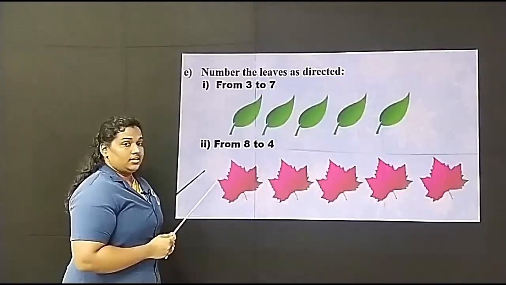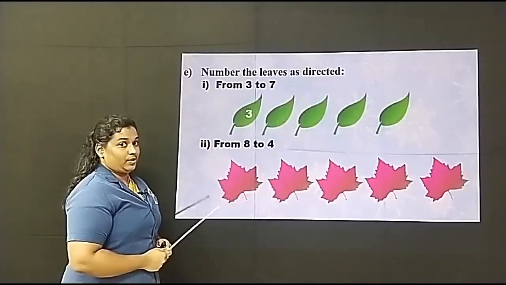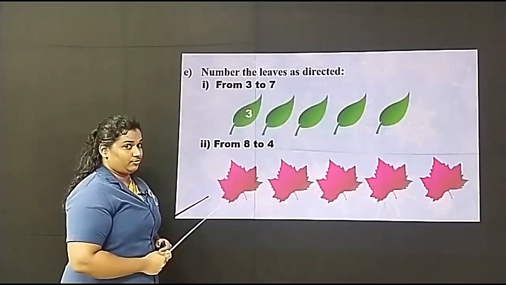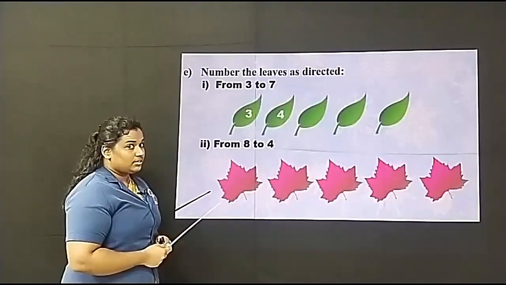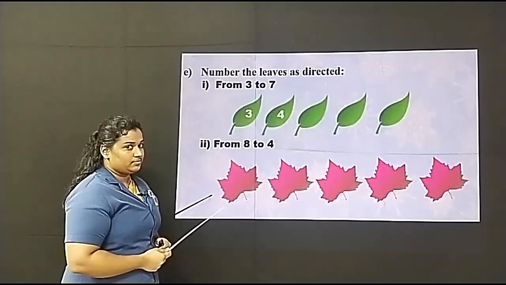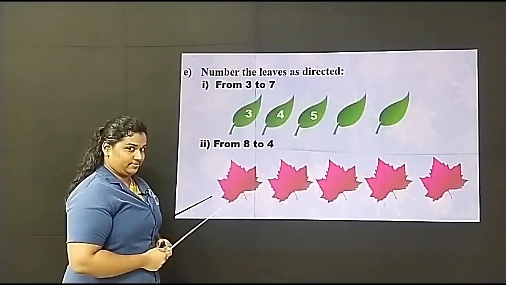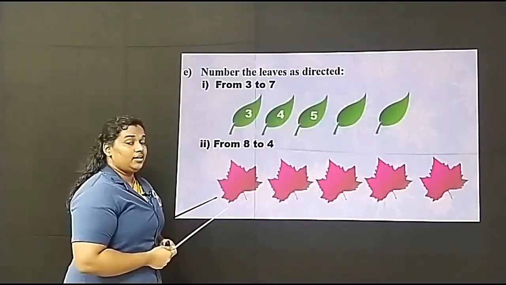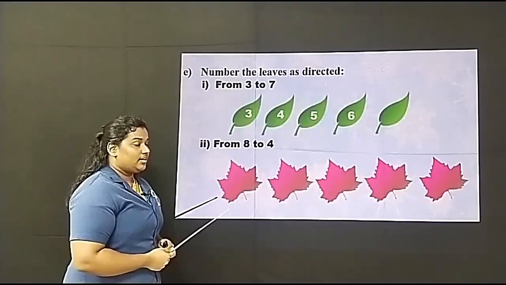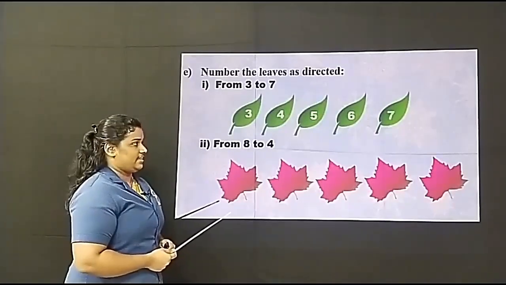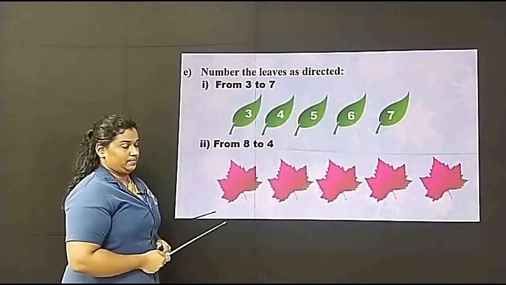On the first leaf we have to write number 3. On the second leaf we have to write number 4. Third leaf we have to write number 5. What about the next leaf? Yes, number 6. And on the last leaf we have to write number 7. Let's see the second question in this.